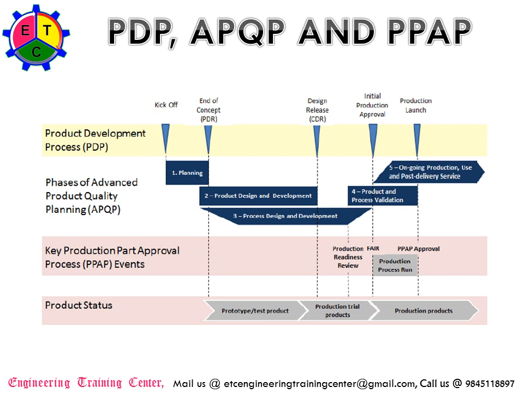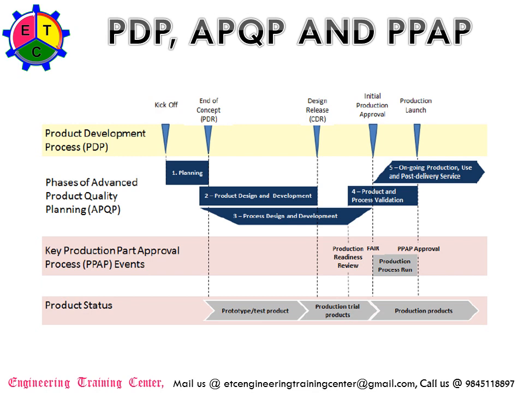And then the fourth phase, product and process validation, starts in the middle between CDR and initial production approval and goes up to the production launch. The fifth phase starts at the initial production approval, and then it stays ongoing through production, use and post-delivery services. It covers till the obsolescence or removal of the part from the market or the product line.